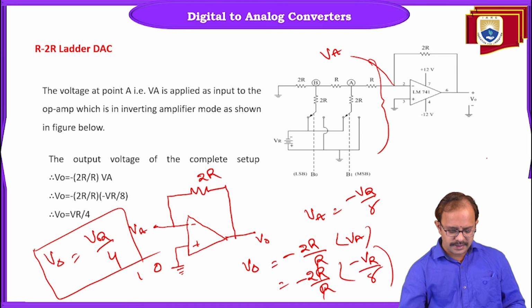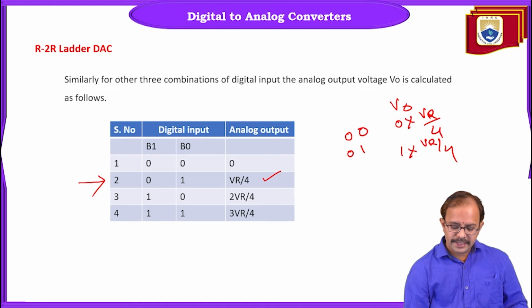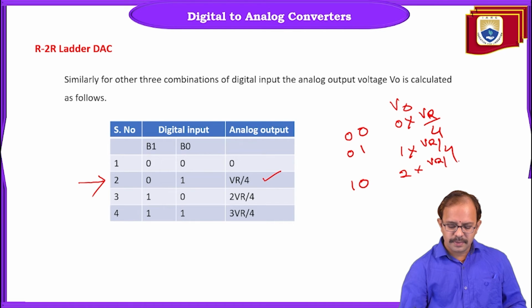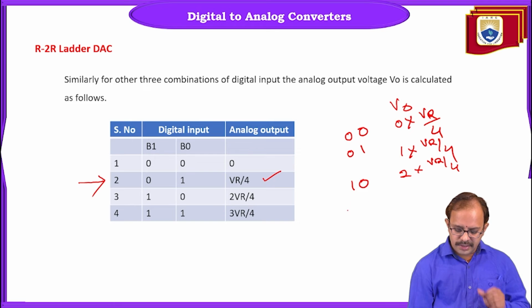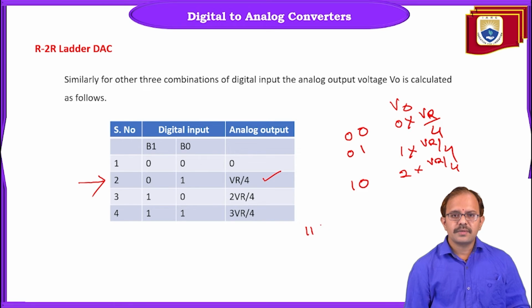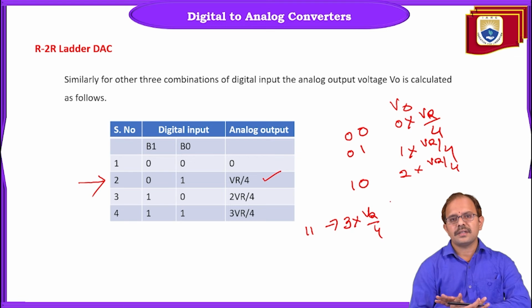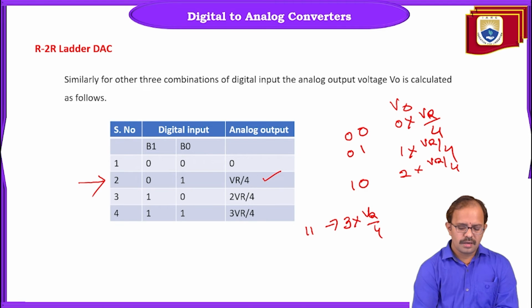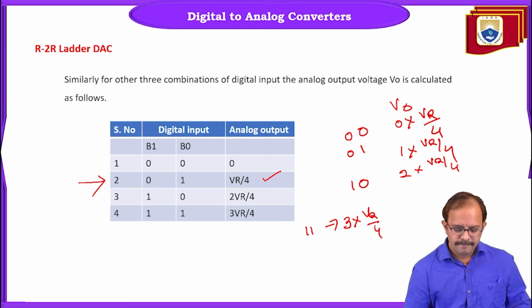This is what we obtained here. And for the binary data 1 0, the value can be expressed as 2 into VR by 4. And the third one is going to be 1 1. So here the data can be expressed as 3 into VR by 4. So this is a generalized representation of the corresponding voltages for different data sequences, right?